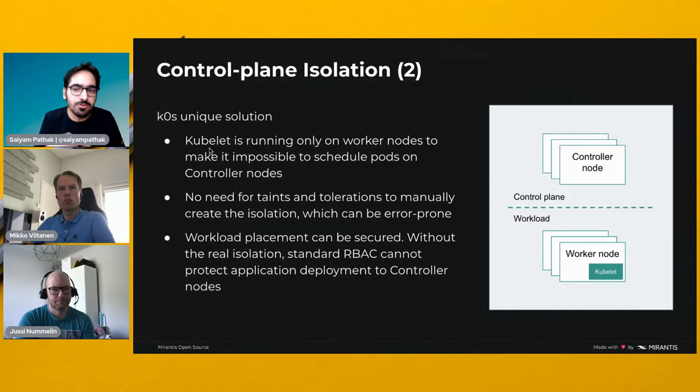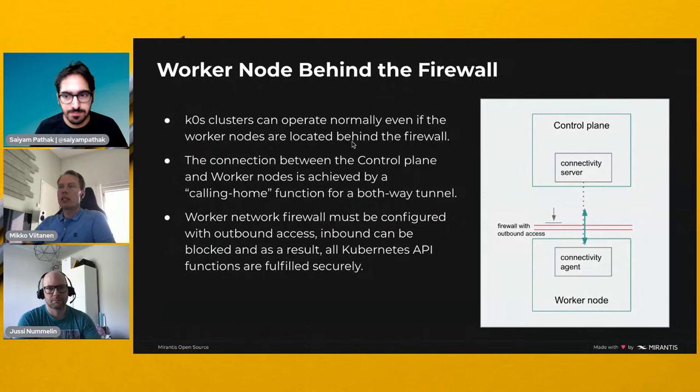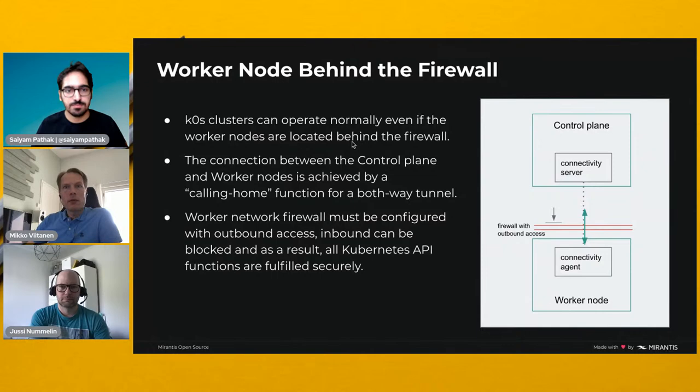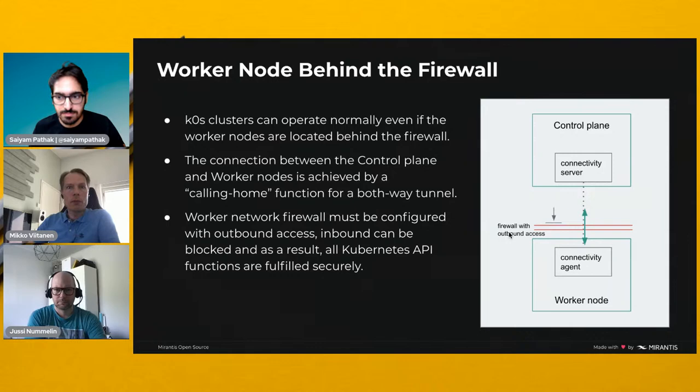Yeah. And maybe one more item here is, I mentioned these firewalls. When you have the isolation in place, you can have a firewall in front of the worker nodes, and the inbound direction can be blocked, even fully blocked, because we have this connectivity agent and server logic here. It's always the worker node who connects to and finds the controller. We call it the calling home function, kind of. We can achieve the both-way tunnel when we just have outbound access from the worker node, and they can find the controller. This also helps in different network scenarios where the worker nodes need to be placed somewhere other than the control plane.